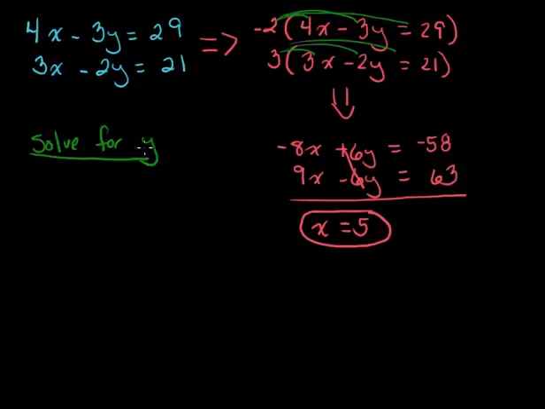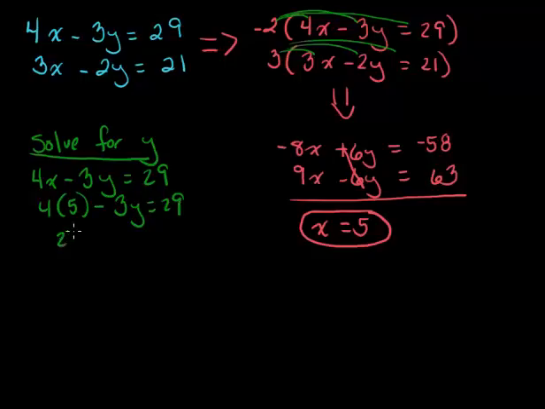Okay? Again, it doesn't matter which equation you choose. I'm just going to choose the top one. So we get 4x minus 3y equals 29. Well, we have 4 times 5 minus 3y equals 29. 4 times 5 is 20. Subtract 20 from both sides.